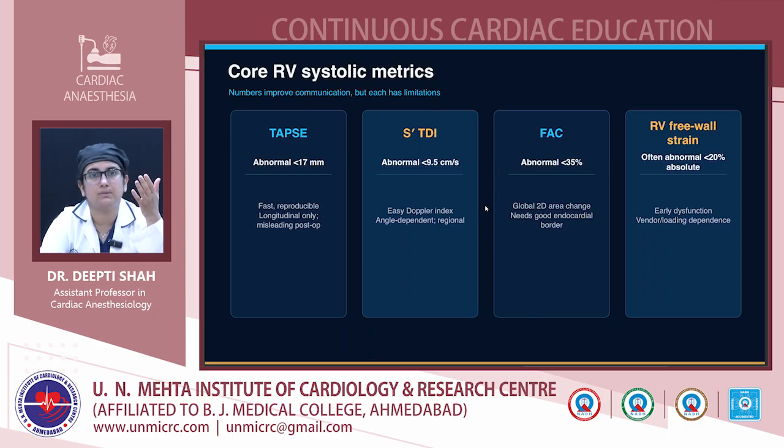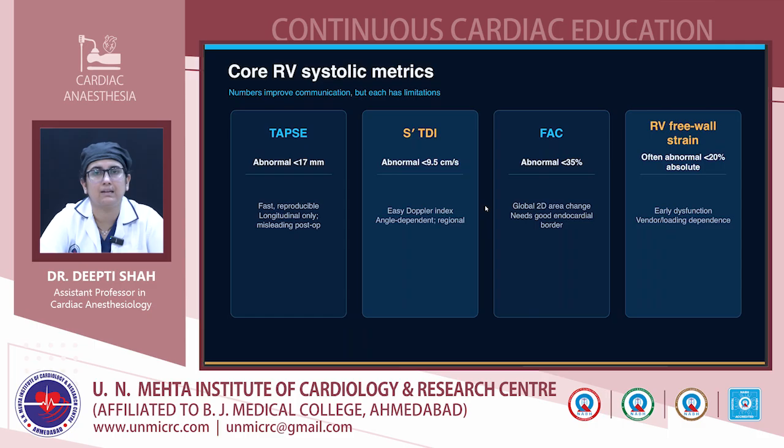So it is a longitudinal only parameter, which is its limitation also. This might be misleading in the post-op period. Normal is more than 17 or 18 mm. However, if it is less than 17 mm, it points towards an abnormal value. We can also measure S prime, which is also measured at the annulus level. If it is more than 9.5 cm per second, it is normal. However, if it is less than 9.5 cm per second, the RV function is not proper.